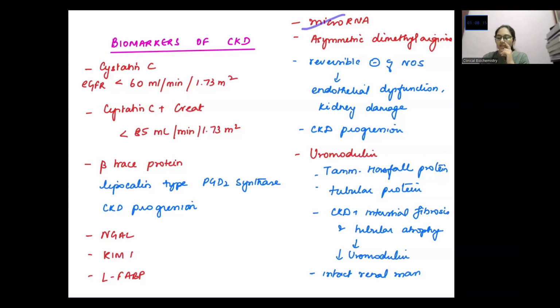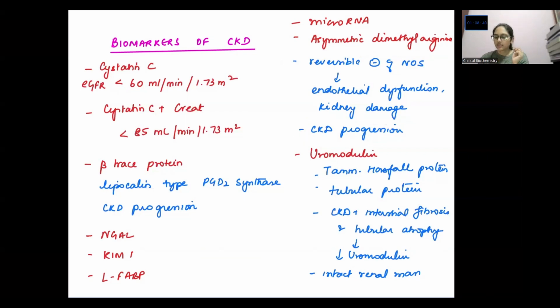So next is asymmetric dimethyl arginine. This is actually a reversible inhibitor of nitric oxide synthase, because of which nitric oxide levels are reduced, and that will lead to endothelial dysfunction and kidney damage. So this molecule is involved in the pathology of CKD. You can use this to find out CKD progression.